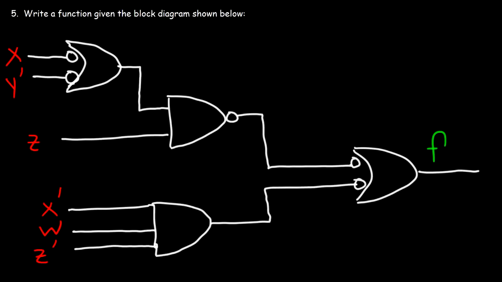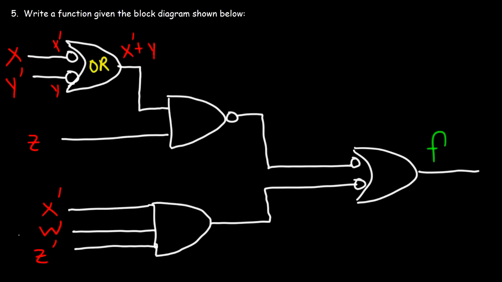Let's try this problem. Write a function given the block diagram shown below. So here we have an OR symbol, but this really is the alternative version of the NAND gate. So the first thing we're going to do is take the complement of these values because we see the circles at the input. So this will become X prime and Y prime will become Y. Now using the OR operation, we are going to add X prime and Y.